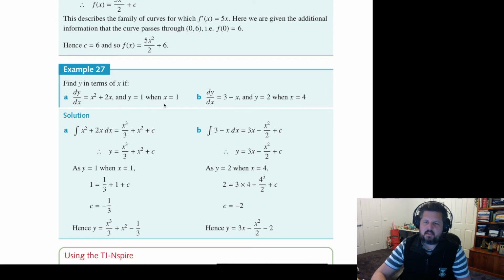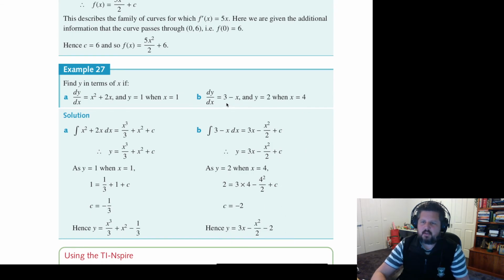Now we're going to use this additional information to find out what this c value is. Where you see the y, you can substitute in the 1. Where you see x, you can substitute in 1, and we can rearrange, and we find out that c is equal to -1/3. Excellent, we've got this c value. We can write out the equation by popping on what we know the c value is on the end, which was -1/3.